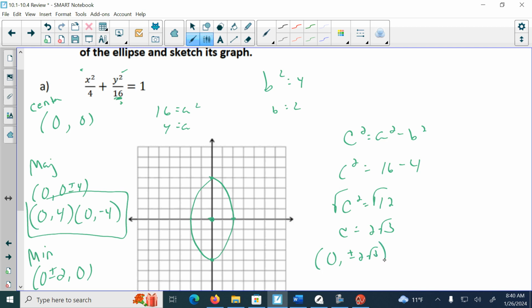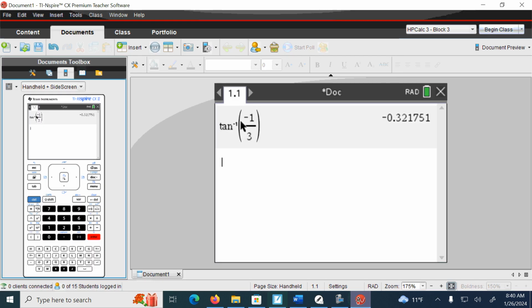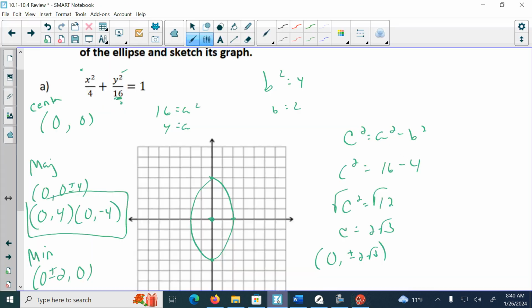It's asking me to sketch, so I feel like I should. 2 times the square root of 3 is about 3.5, just a decimal approximation for graphing. So I'm going to go 1, 2, 3 and a half. There's a foci. There's another foci. Notice if you tried to put them on the other side, you'd be outside the ellipse, and that wouldn't make sense. Moving on to the next one.